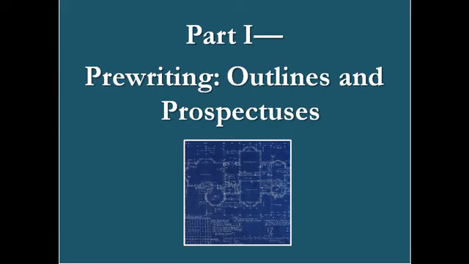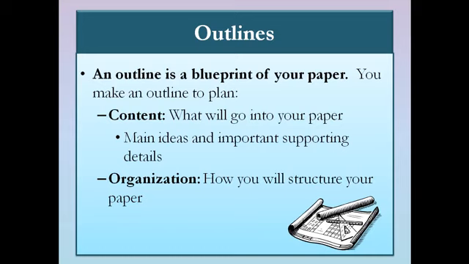So part one, pre-writing, outlines and prospectuses. So what is an outline? An outline is a blueprint of your paper. Just in the same way that an architect uses a blueprint to plan a building, you're going to use an outline to plan what you're going to write. And by the way, this also applies to presentations, posters, really anything that you're going to write or present, you can make an outline of.